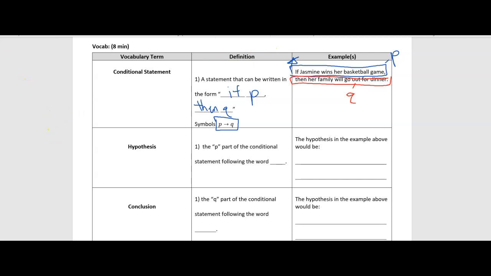The P part is called our hypothesis. And this will follow the word if. Now, they may not always put the word if in a conditional statement, but if they do, then the hypothesis is directly after the word if. The P is also what represents our hypothesis. So above, we already did this. So you could copy down, let's do blue, so it's the same. You could just copy down this.